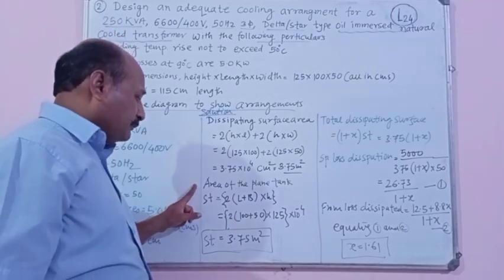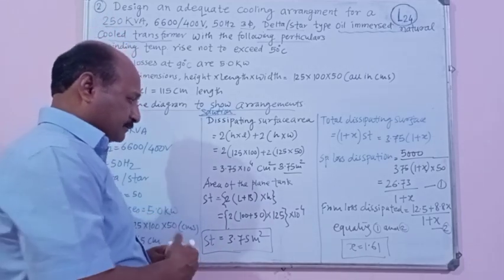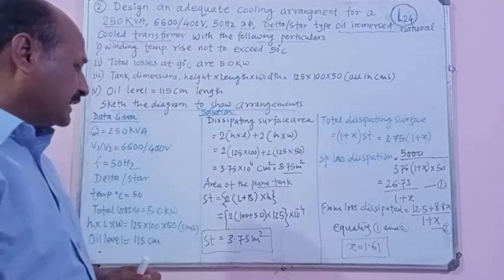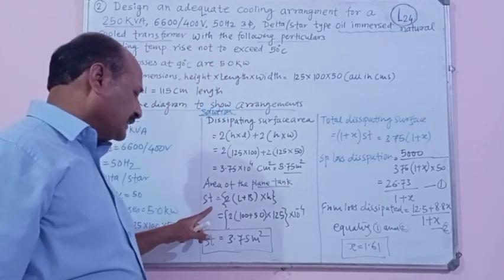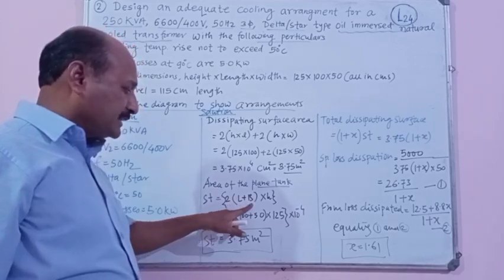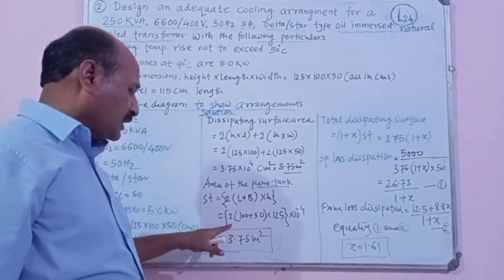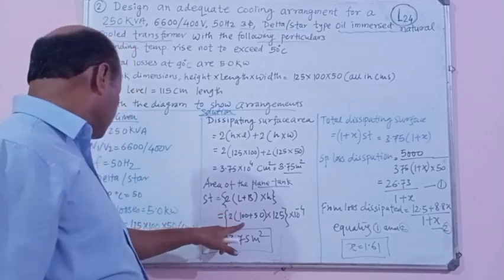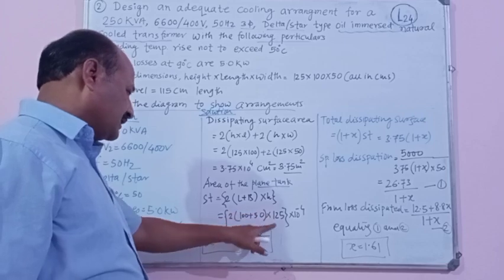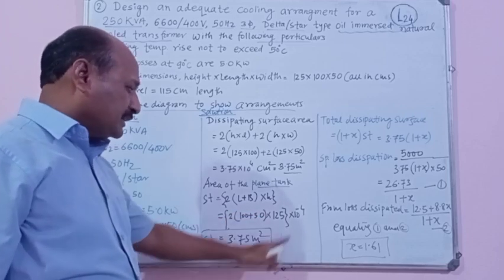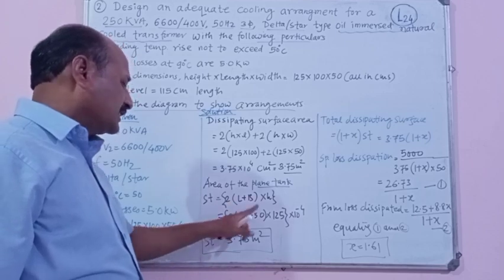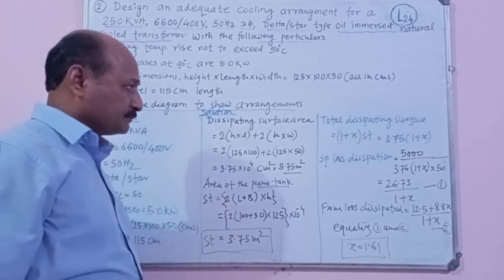Then what is the next thing? Next thing is to calculate the area of the plain tank. So the area of the plain tank is given by St equals 2 in bracket length plus breadth multiplied by height. So 2 in bracket length equals 100 given, breadth equals 50, height equals 125, multiplied by 10 to the power minus 4 to convert the centimeters into meter square.